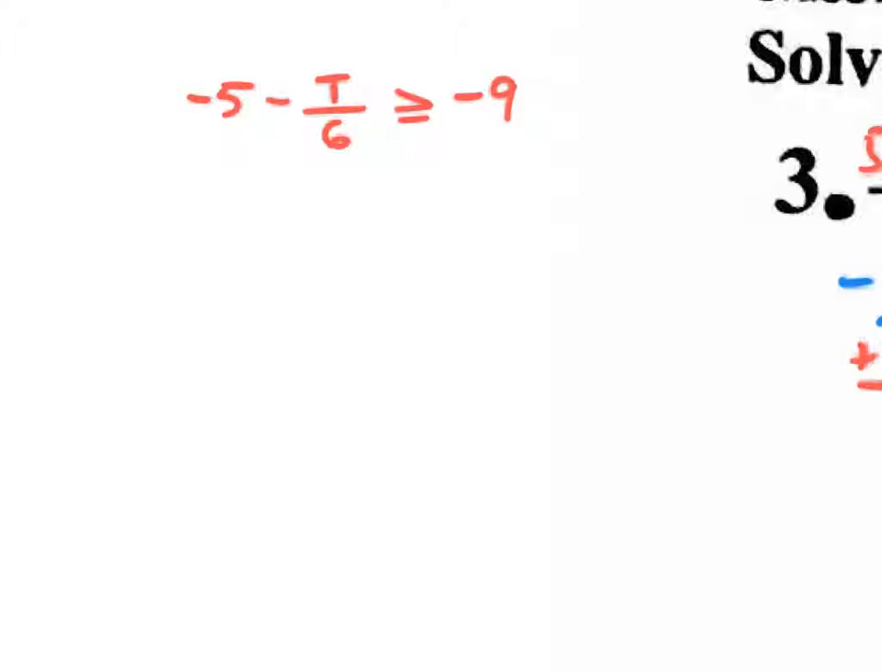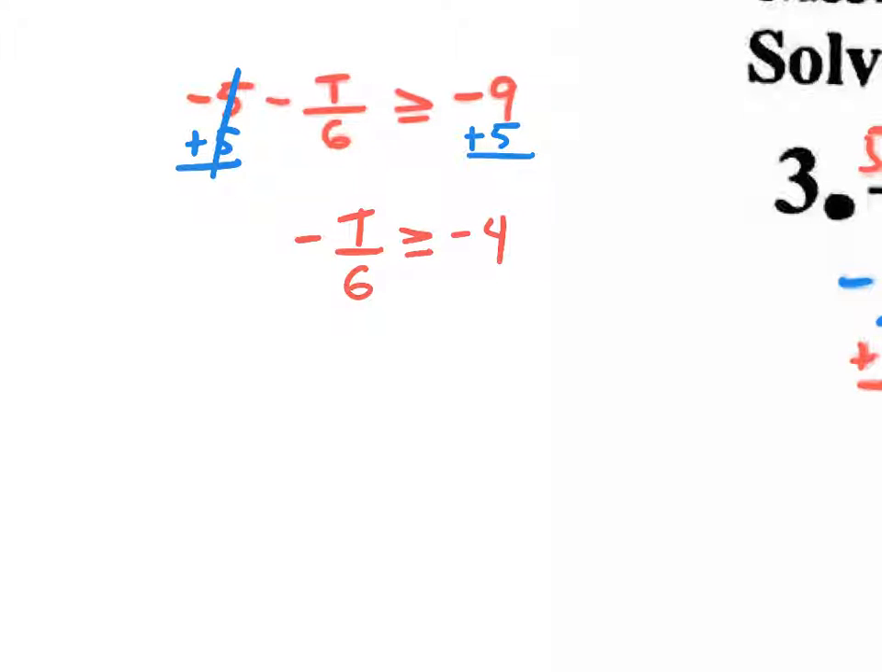Okay, so if I wanted to solve this thing, I could multiply everything by 6. We did that on the first problem with the 5 down there. We multiplied everything by 5 to get rid of the fraction. But let's try the easier route. Let's get rid of that -5 by doing the opposite of -5, which is +5. It'll cancel out, +5. And we'll have a new inequality that says -t over 6 is greater than or equal to -4.